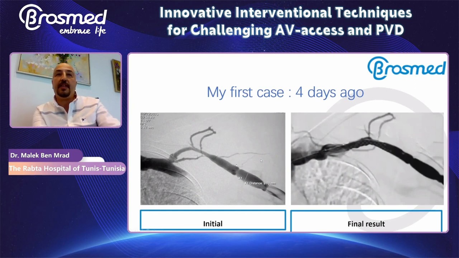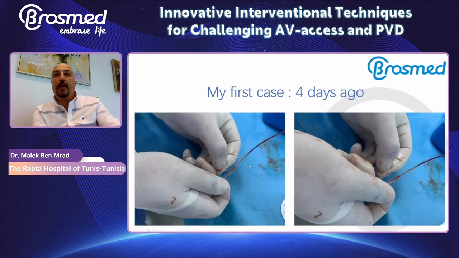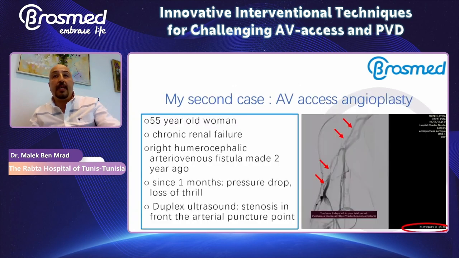You see here the initial fistulography and the final result. And you see here the balloon with the metal blades after use. Okay, this case shows the interest of using the Tri-wedge, the scoring balloon, when you have failure with a normal plain balloon.